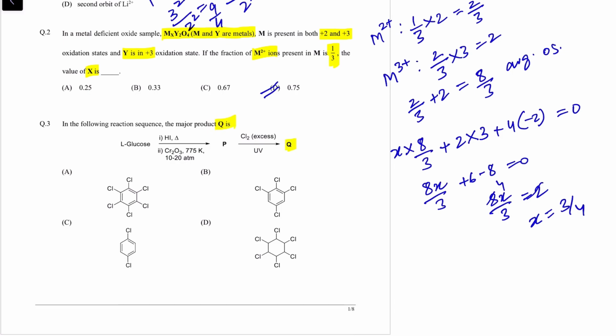Now L-glucose, if you take, then upon reaction with HI, it is completely reduced to alkane. So glucose contains aldehyde and alcohol groups. So these are reduced to alkane upon reaction with HI. So the product after reaction with HI would be N-hexane. When N-hexane is reacted with Cr2O3 at high temperature and pressure, this is aromatization and produces benzene. Reaction of benzene with chlorine in the presence of ultraviolet light produces benzene hexachloride. That is option D is the correct answer to this question.